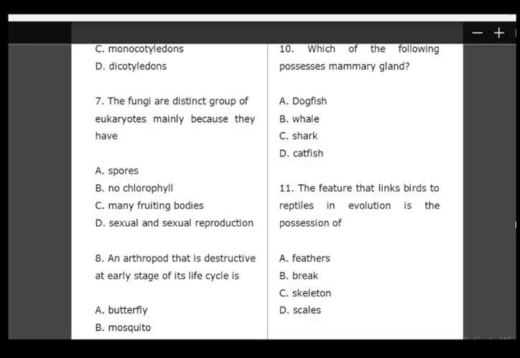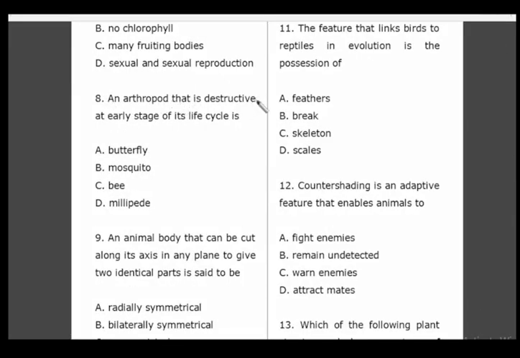Question 8 says, an arthropod that is destructive at early stage of its life is A. Butterfly, B. Mosquito, C. Bee, and D. The millipede. Now if we look at all of the organisms here, they all have complete metamorphosis, but a particular one amongst them has a type of larva that is destructive, and that is our option A, which happens to be the butterfly.